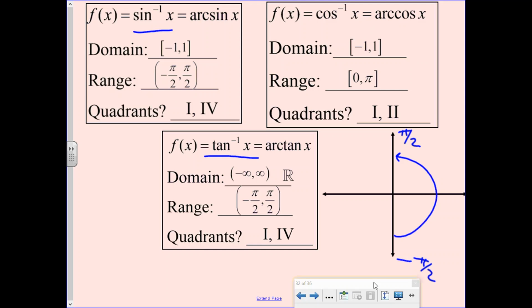For arccosine, notice it goes from 0 to pi. So that makes a little bit more sense. It's always these positive values. So for arccosine, it's going from 0 to pi, quadrants 1 and 2. We have to keep that in mind moving forward. I talk about that a little bit more in a couple of other videos I did earlier, which I'll link to at the end of this one.